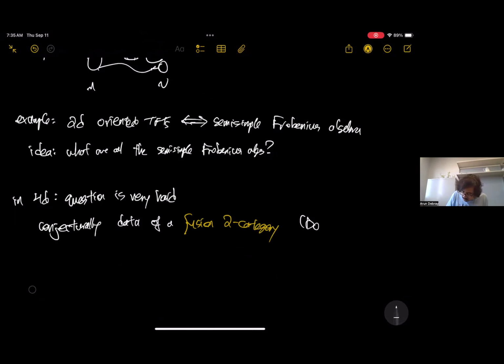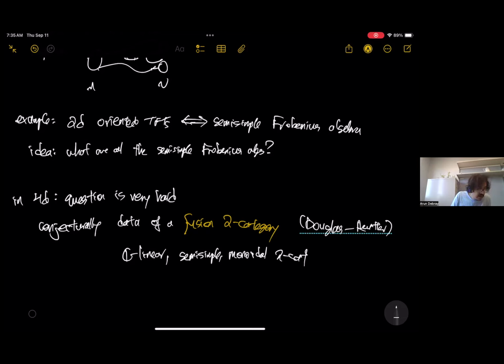So this is due to Chris Douglas and David Reutter. And so what is a fusion 2 category? Well, it's a complex linear, so enriched over complex vector spaces. And I think we need one more condition about some functors being linear. So complex linear, semi-simple, monoidal, 2 category, such that all objects have duals.